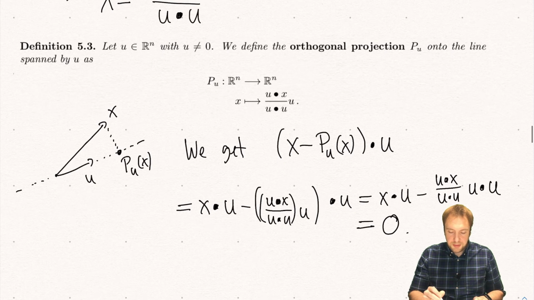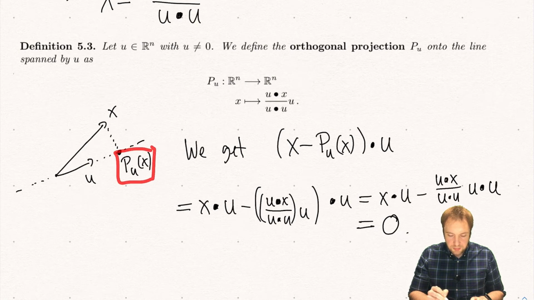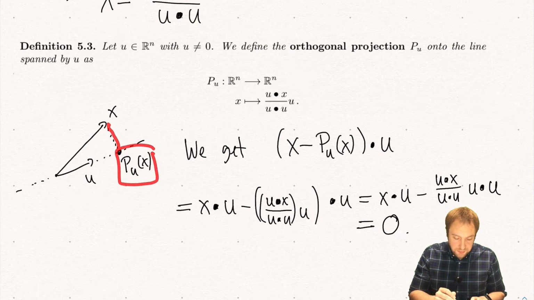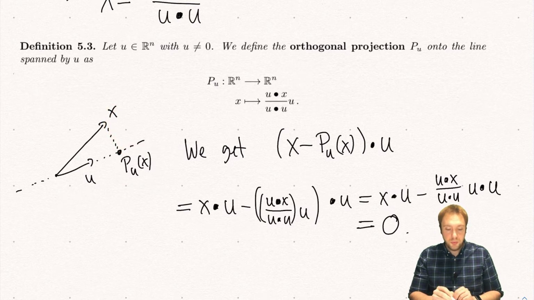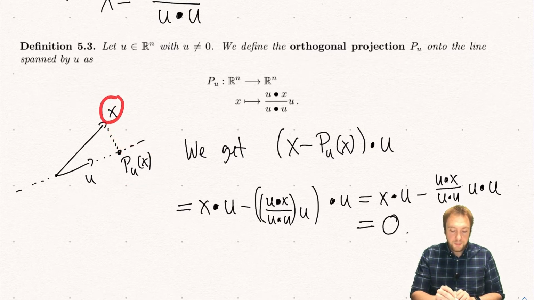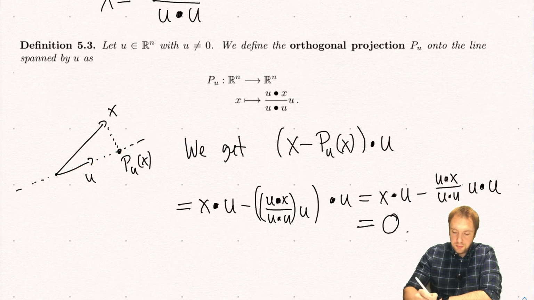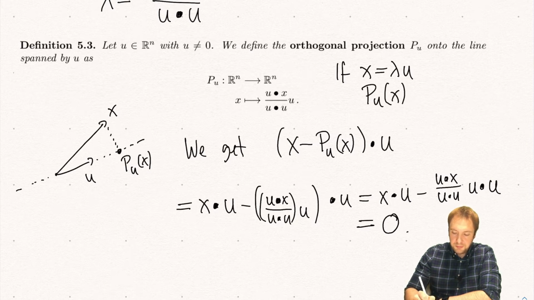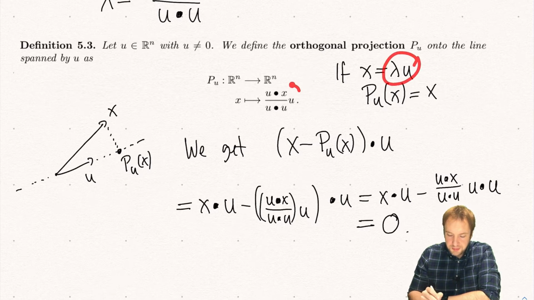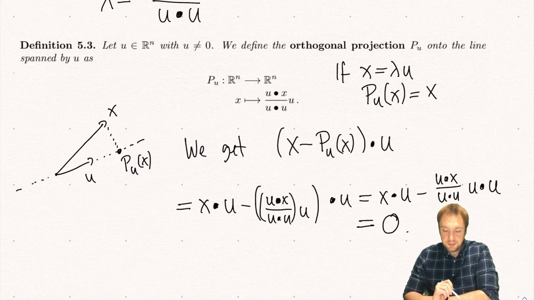So we really have that after this map, the difference between x and this value is orthogonal to u. So this is really the orthogonal projection of x onto the line of u. And you can also check that if something is on the line of u, so if some vector is a multiple of u, then this pu of x will be just the same, because if you plug this into this formula, you will see that you get exactly x in the end.